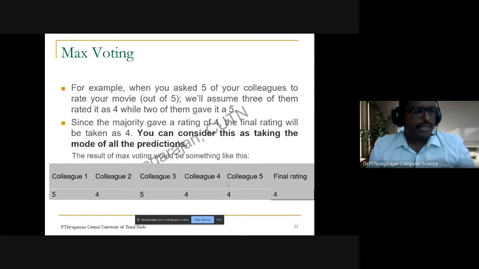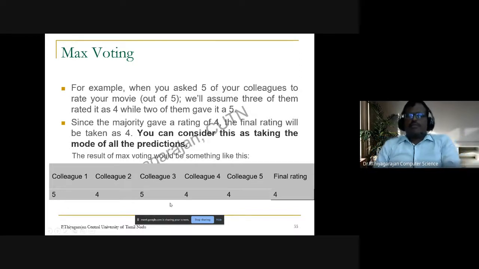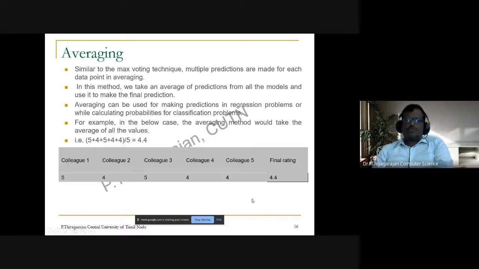I will connect this with the movie rating. If you ask 5 of your colleagues to rate the movie, and 3 of them rated it 4 and 2 of them rated it 5, then as I said, the maximum voting will be counted, and since 3 people rated it 4, you give the final rating of the movie as 4.